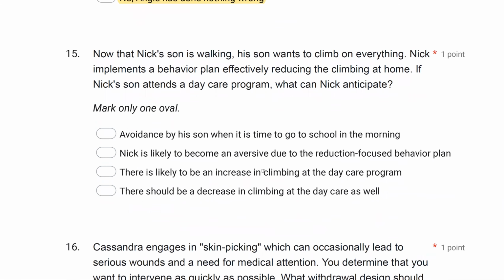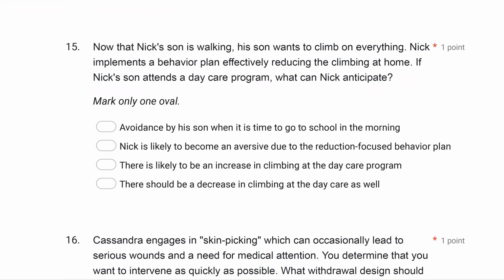15, now that Nick's son is walking, his son wants to climb on everything. Nick implements a behavior plan effectively reducing the climbing at home. If Nick's son attends a daycare program, what can Nick anticipate? All right, I think this should be a relatively easy question if you've been working on your fluency or if you're already fluent. And remember, not every question on the exam is going to be the hardest question ever.